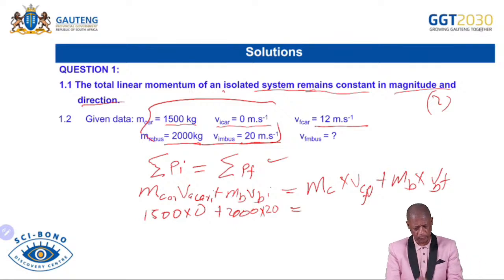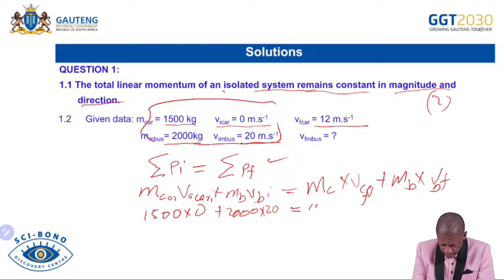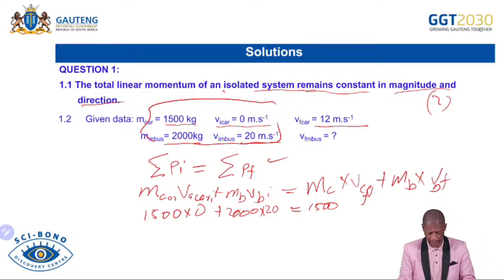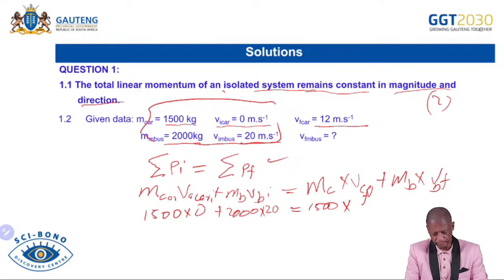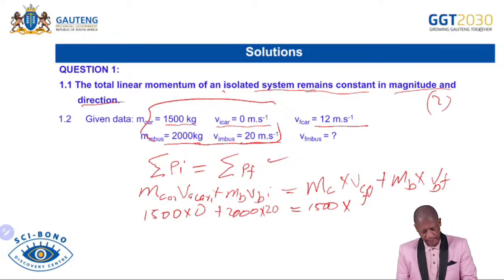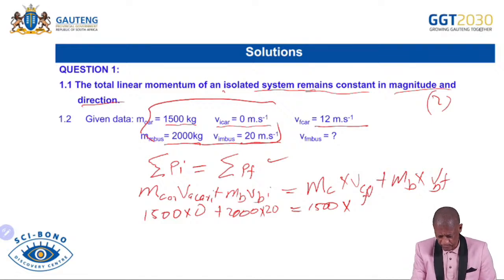Then we go to after. What happened after? The mass doesn't change. The mass of the car still stays at 1,500. Sorry, I said 15,000, it's 1,500. So as it stays at 1,500, multiplied by the velocity. The car was headed behind, and then it moves. It moved at 12 meters per second.